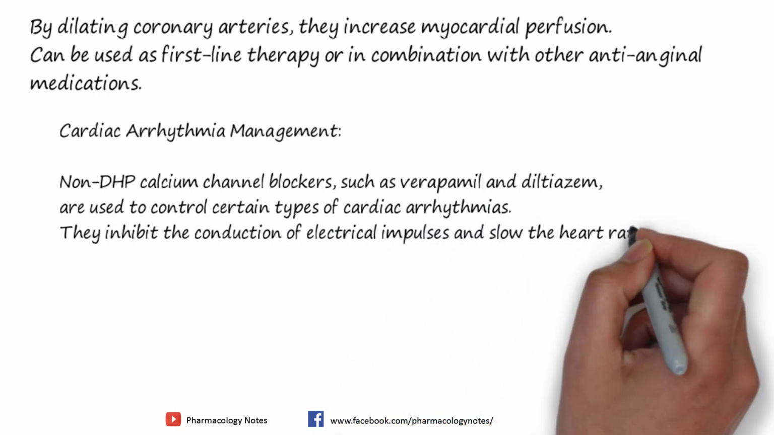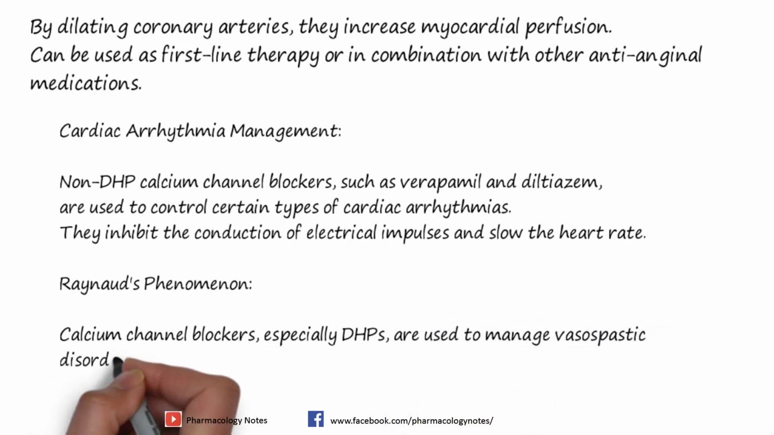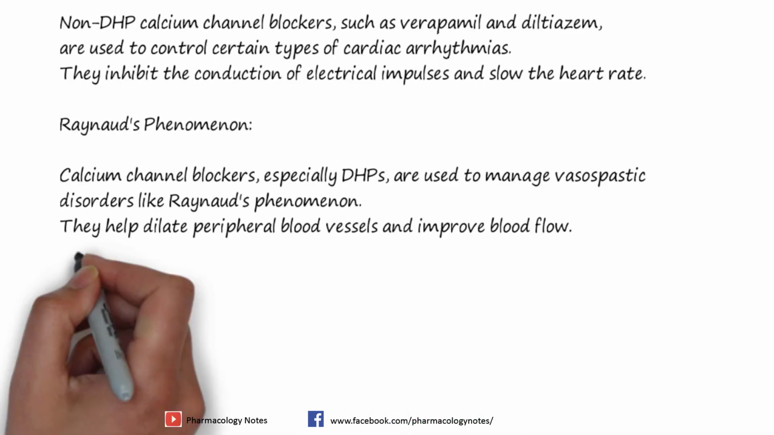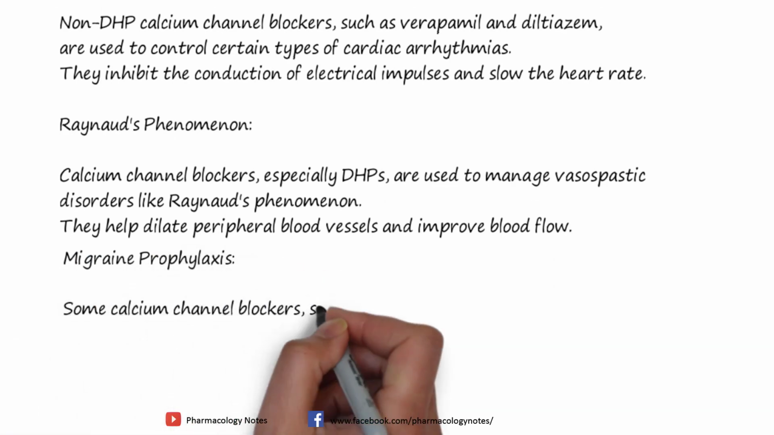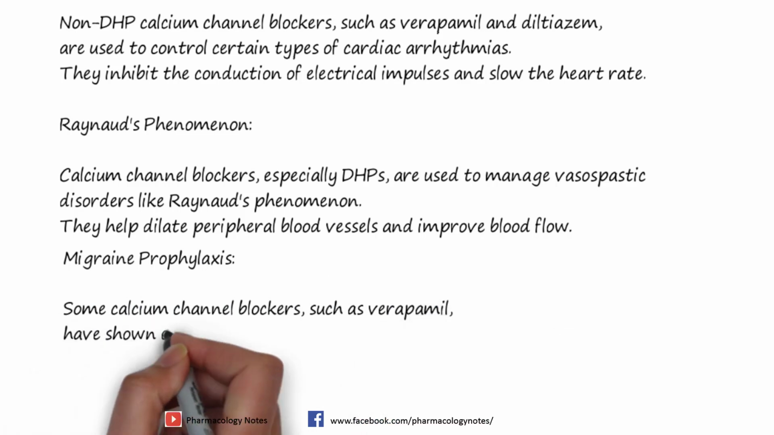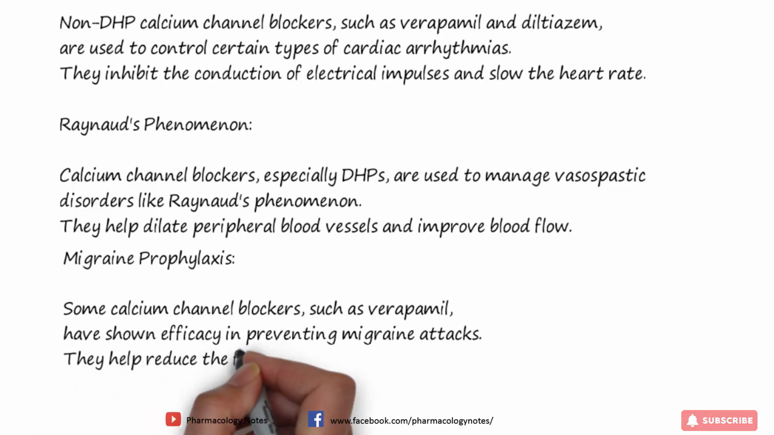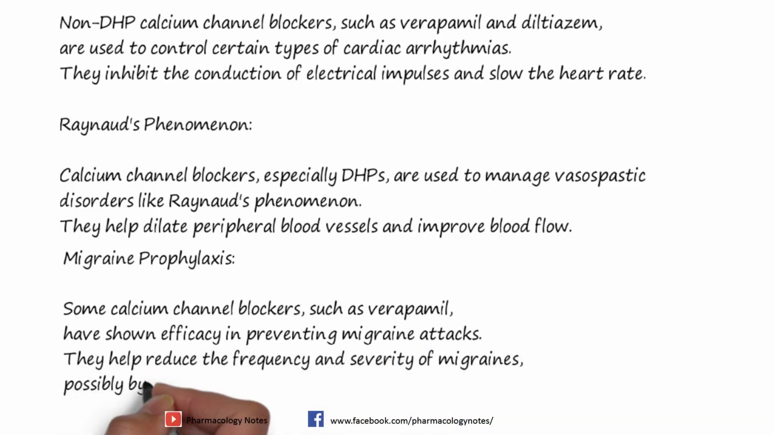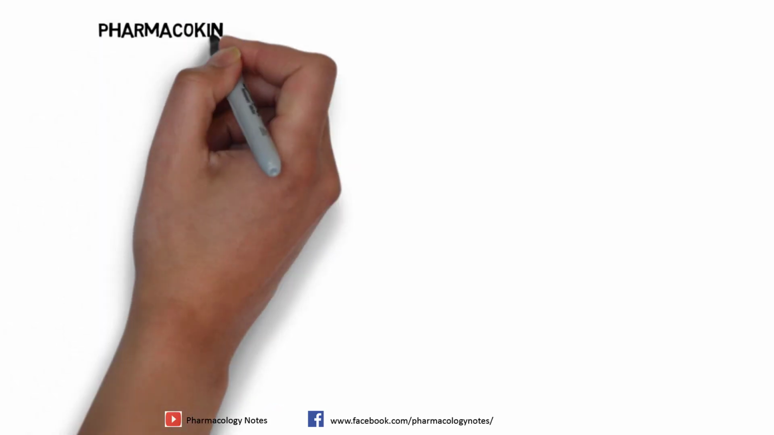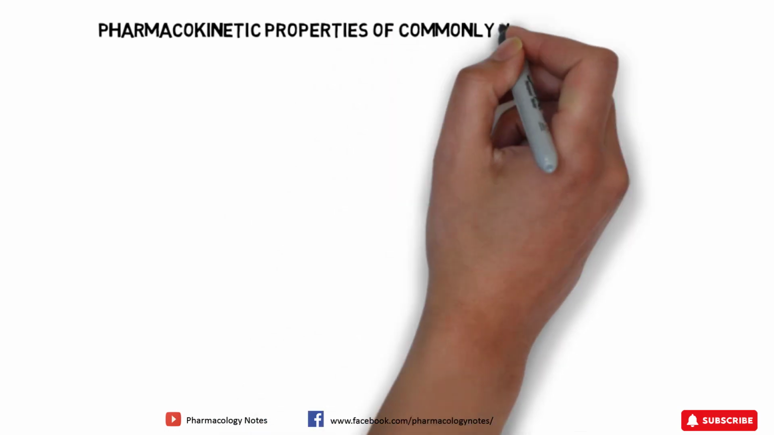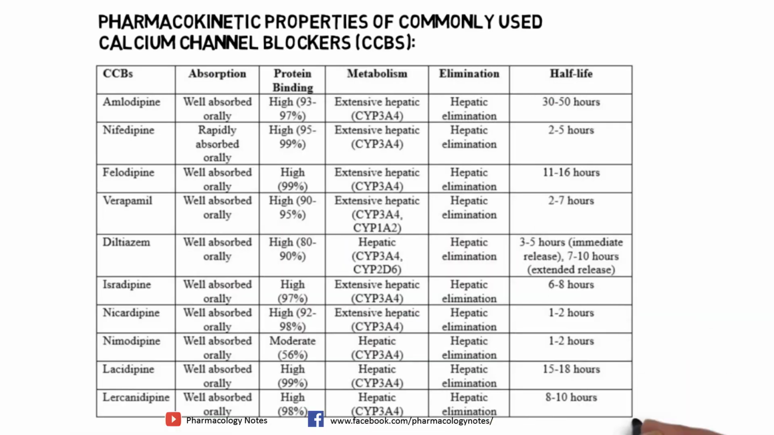Raynaud's phenomenon: calcium channel blockers, especially DHPs, are used to manage vasospastic disorders like Raynaud's phenomenon. This helps dilate peripheral blood vessels and improve blood flow. Migraine prophylaxis: some calcium channel blockers, such as verapamil, have shown efficacy in preventing migraine attacks. They help reduce the frequency and severity of the migraine, possibly by modulating cerebral blood flow. Now let's discuss the pharmacokinetic properties of the commonly used calcium channel blockers. This covers amlodipine, nifedipine, and others, with absorption, protein binding, metabolism, elimination, and half-life.